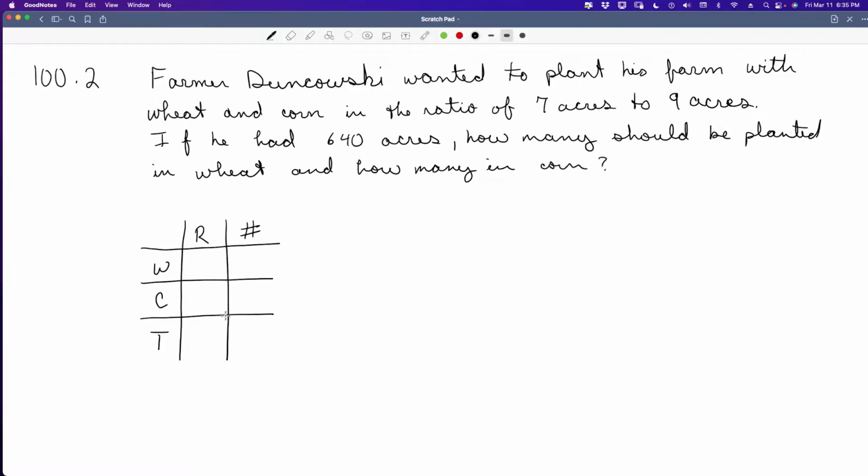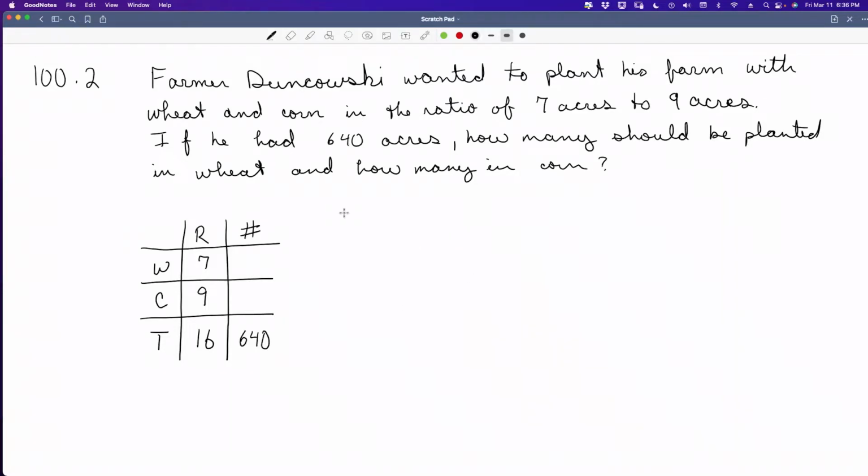The ratio of wheat to corn was 7 to 9. So that's a total of 16 acres, 7 of them wheat, 9 of them corn. That's the way our ratio is set up. Now if you had a total of 640 acres, how many are going to be wheat and how many are going to be corn? All we have to do is swap the numerators for wheat or corn with the x in the unknown position here and cross multiply.